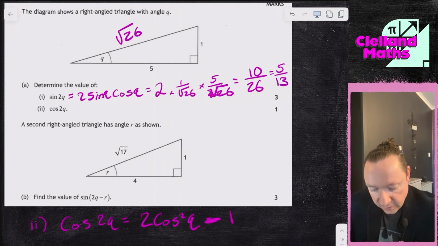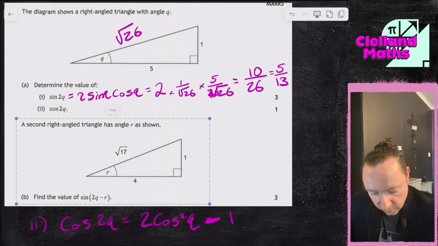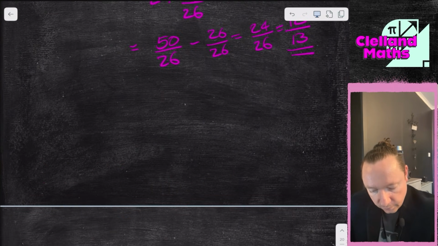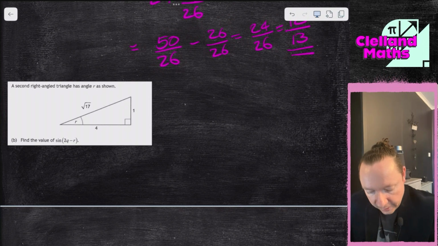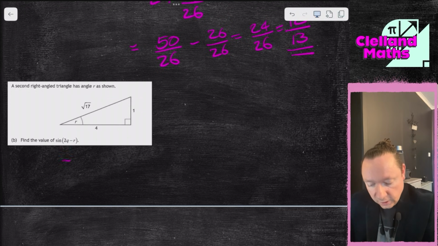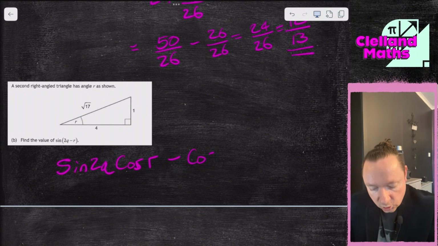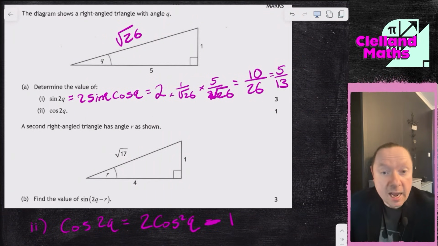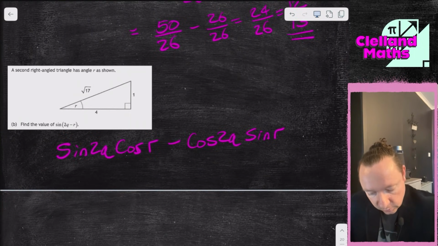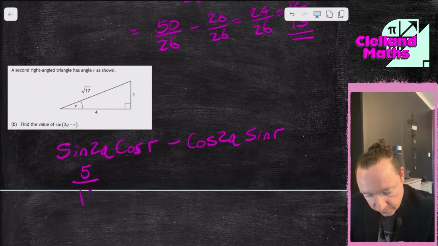The last bit says, find the value of sine of 2Q minus R. Let me just copy that down. So again, start of exam paper, angle formula for addition. We've got sine 2Q cos R minus cos 2Q sine R. Well, sine 2Q we worked out up here was 5 over 13. So that's 5 over 13.